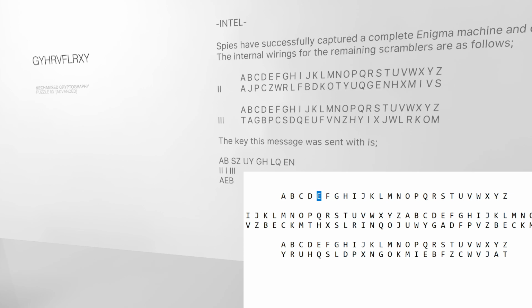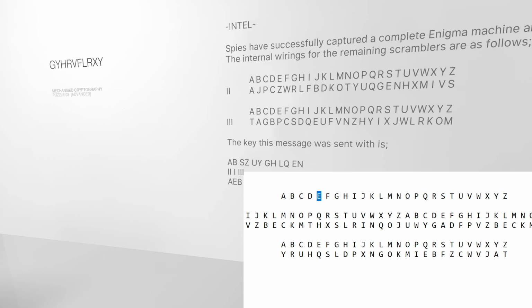And then to line them up, we probably need to match like A, B, S, Z, U, Y, G, H, L, Q, E, N. But how? How do we do that? I'm not sure. Anyway, but yeah, okay, let's take a screenshot and then let's add the other scramblers, I guess, to our text file or something. Seems like a reasonable idea.